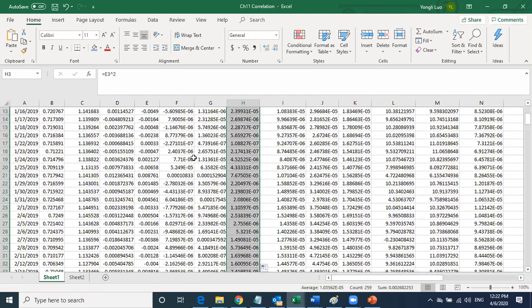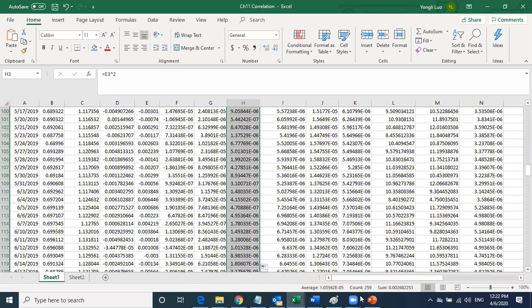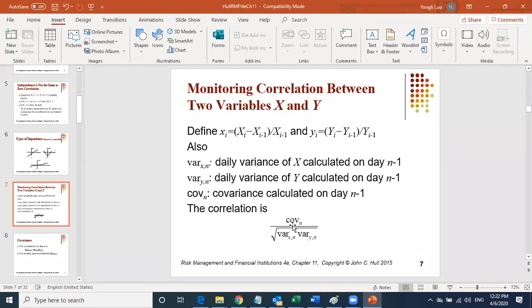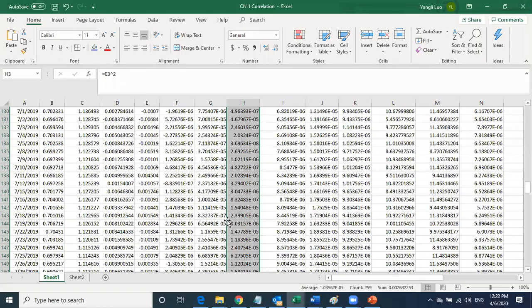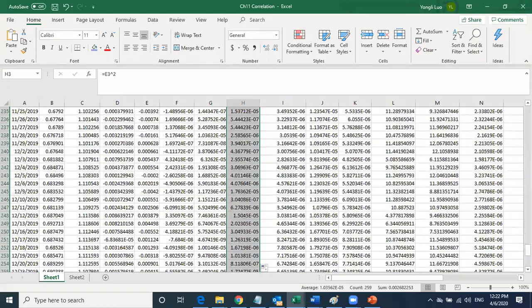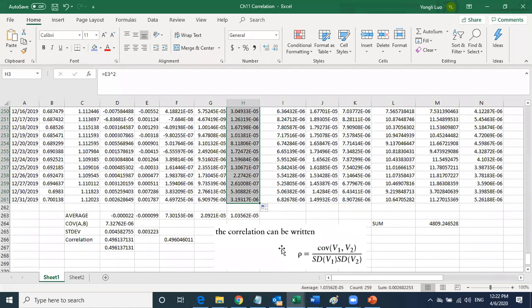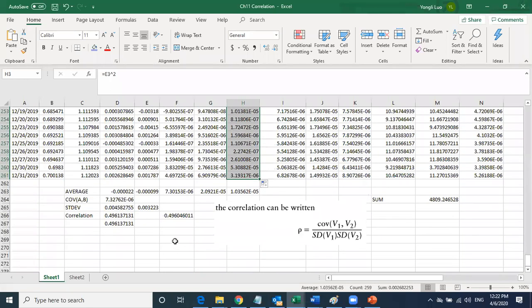So how do you get the correlation? The correlation is the covariance divided by the square root of the variance of X times the square root of the variance of Y. So we're going to see how you calculate the correlation. We can use this function to get the correlation. This is how you could do the correlation.